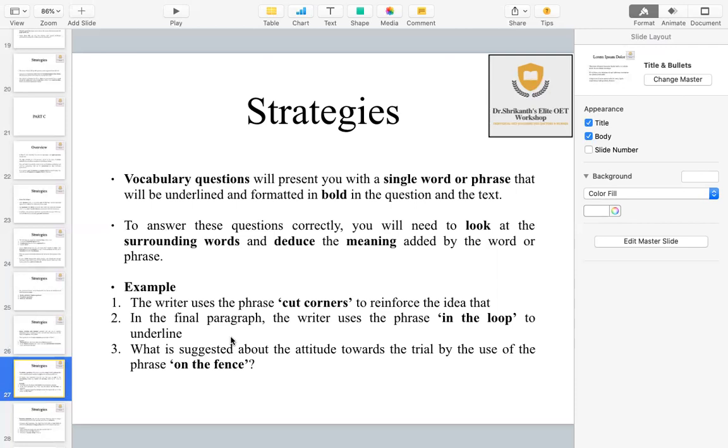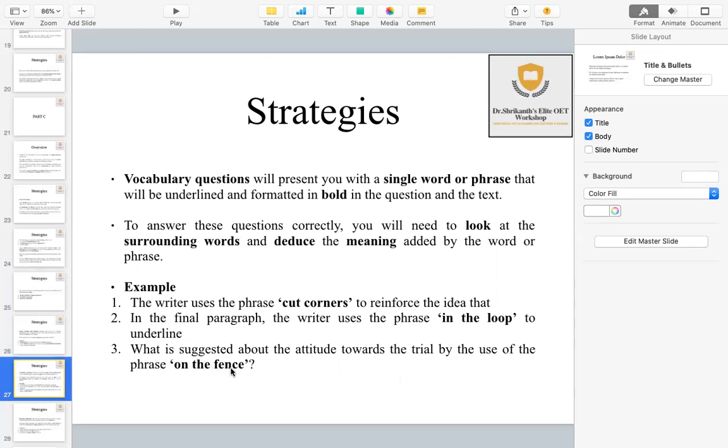And I'll just read through the third question type. What is suggested about the attitude toward the trial by the use of the phrase "on the fence"? So there is one suggestion. You have to understand this. The suggestion is the keyword here. So what is the suggestion about the attitude towards the trial? All right. So there is one attitude of certain people regarding the trial of something, and regarding this attitude, there is one suggestion. All right. Something has been suggested.